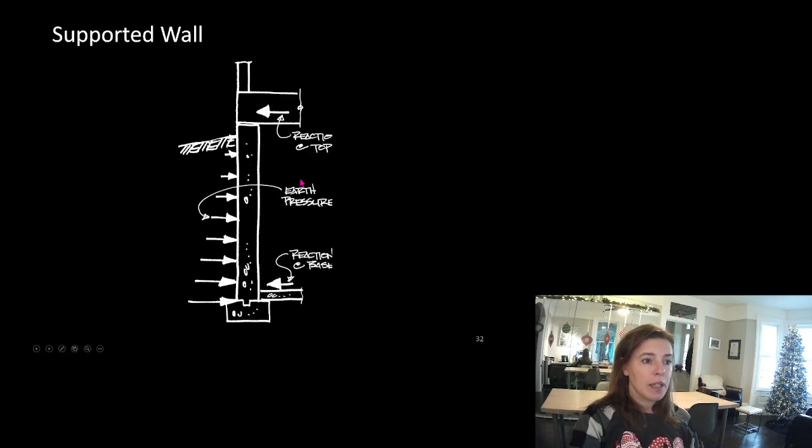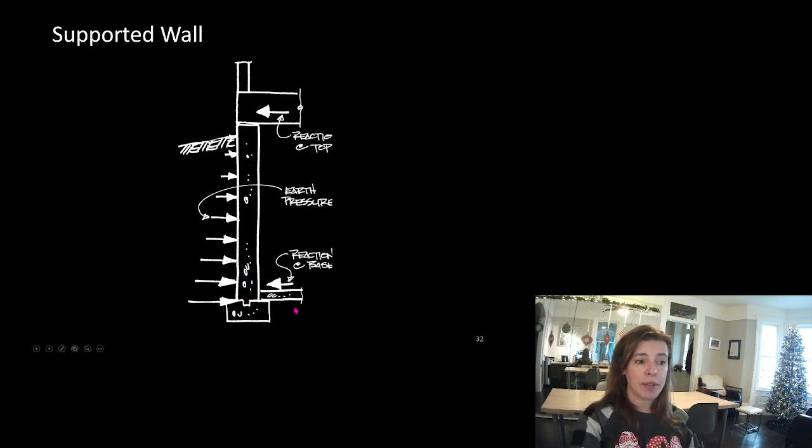Within our foundation group, we often have retaining structures as our last topic that we'd need to talk about. We talked about retaining structures, I believe, when we talked about loads on our buildings. We looked at soil load on a foundation wall.